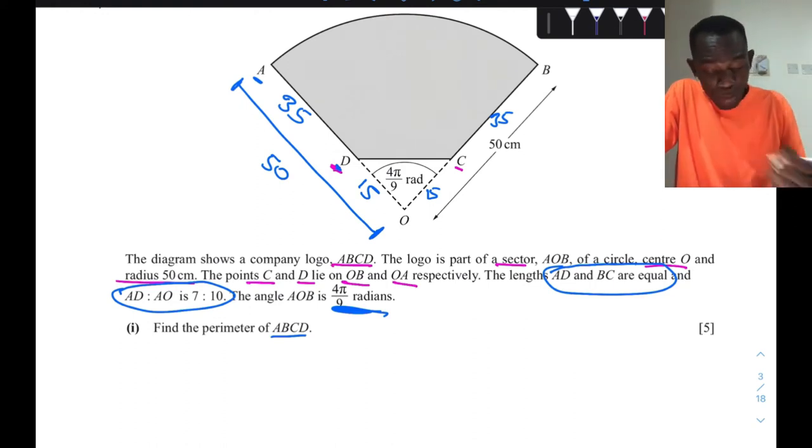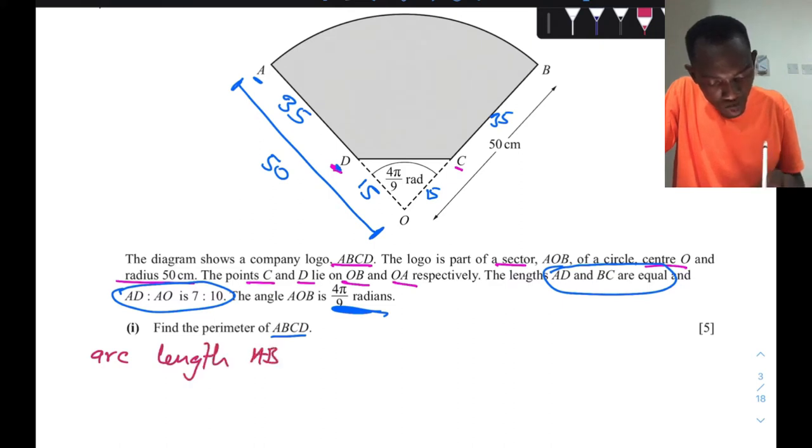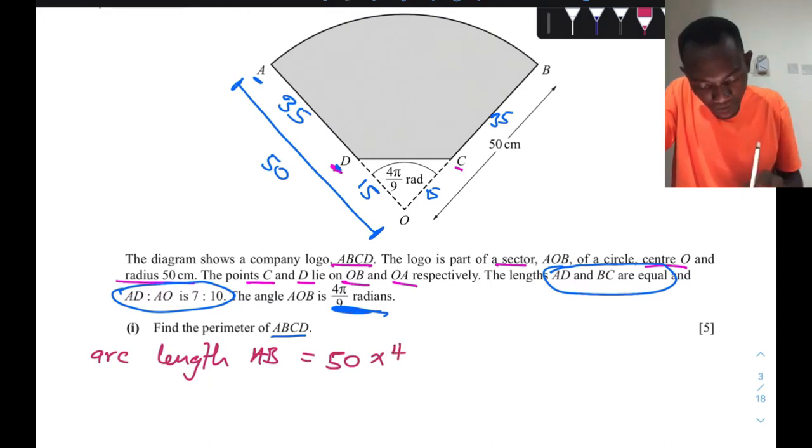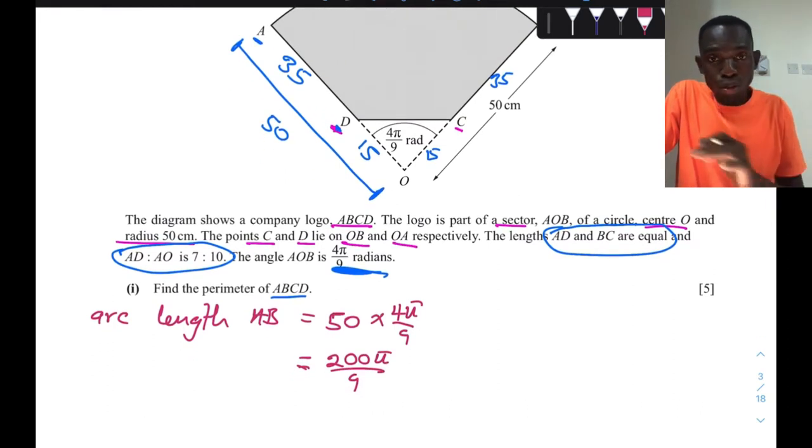So where do we start from? Maybe we can start from the arc length AB. So arc length AB will be equal to the radius, which is 50, and then the angle is 4 pi on 9. So that will be 5 times 4 is 20, so 200 pi on 9. Let me hold on like that. I don't want to write decimal for now.